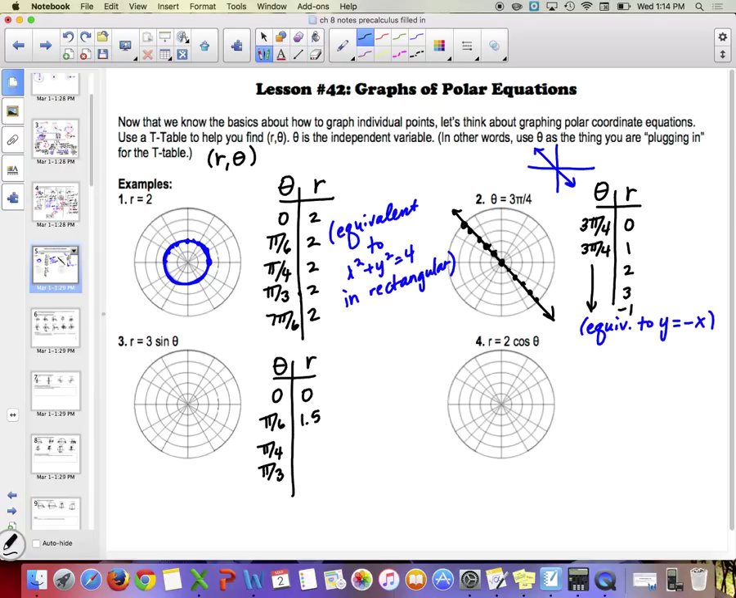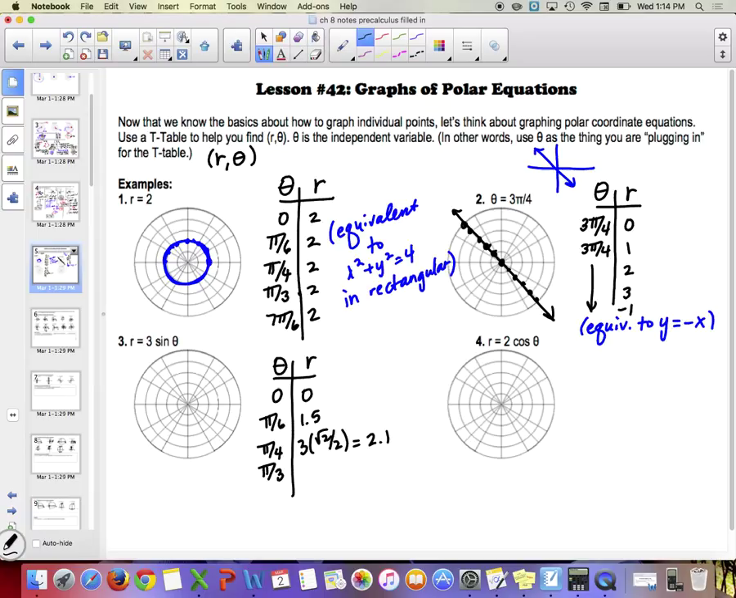Well, what if I have pi over 4? Here's where it gets a little bit hard. You might want to use a calculator. Pi over 4, its sine value is root 2 over 2, so you have 3 times root 2 over 2. Root 2 over 2 is around 0.7, so you're going to have around 2.1, right?